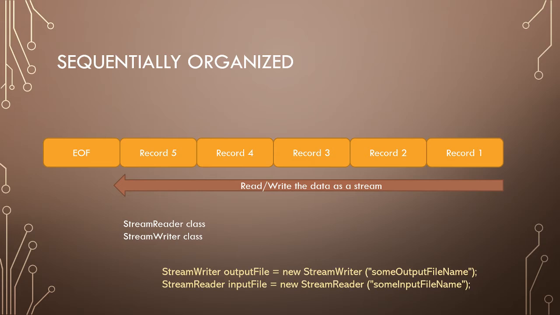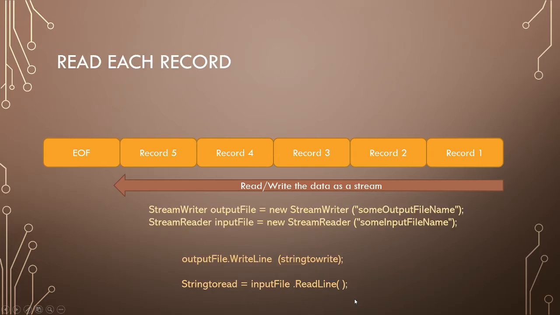Here's an example of instantiating an instance of a StreamWriter named output file. And here's the actual file name that we're wanting to write. And then here's an example of instantiating an input file, a stream reader. Again, our file name is the parameter. Now, as our program reads through the records in our file, we're going to be using the instances of our StreamWriter or StreamReader to do that.